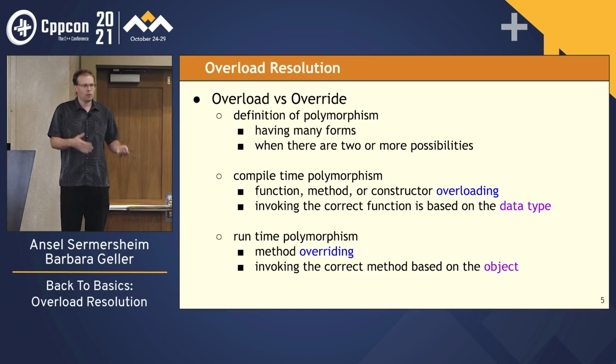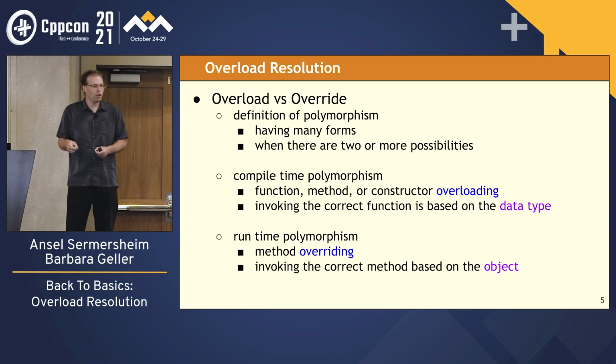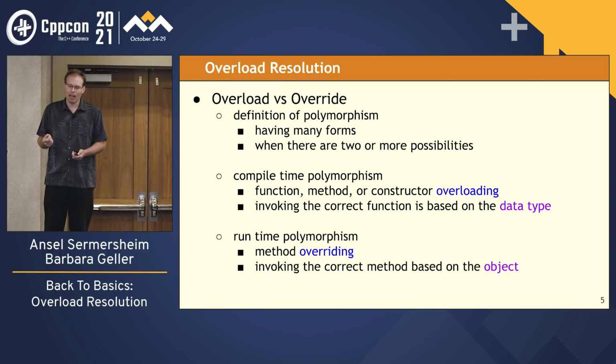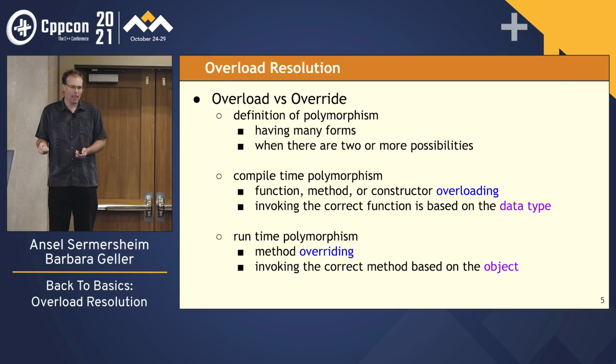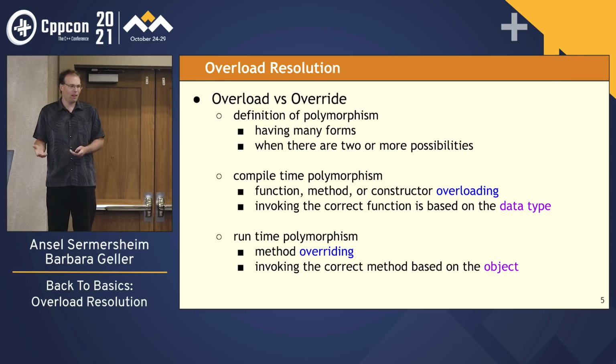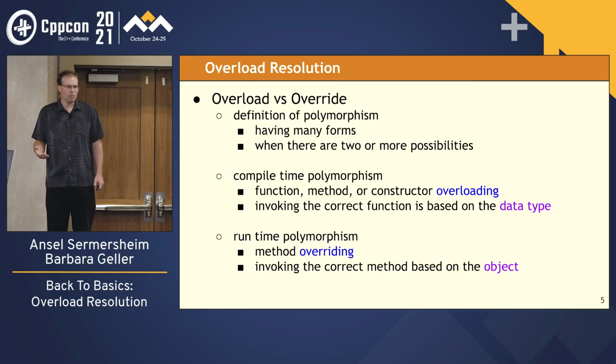In C++, compile time polymorphism occurs when you have function, method, or constructor overloading. And this is where the correct function to be invoked is chosen based on the data types that are available to the compiler at compile time. Runtime polymorphism occurs when you override a method. And this involves invoking the correct method based on the runtime type of the object. These terms sound very similar and they're often confused, but they're very different in their application.